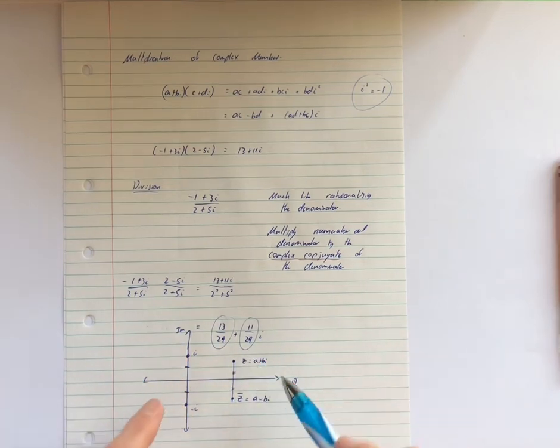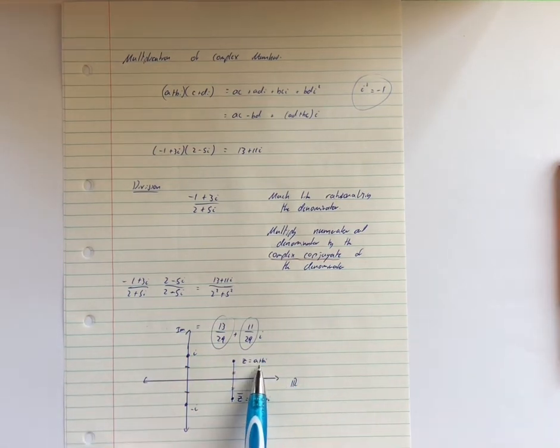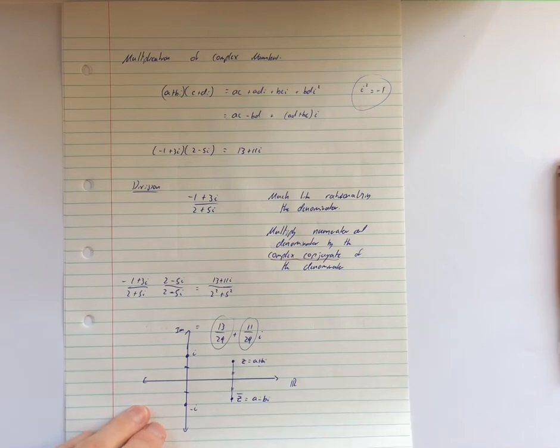So that's the geometric interpretation of conjugates. They're symmetrical around the reals. It's just the opposite sign on the imaginary part. Okay. So that brings us to the properties of conjugates.